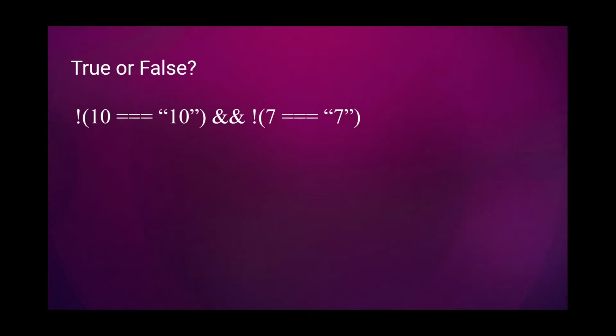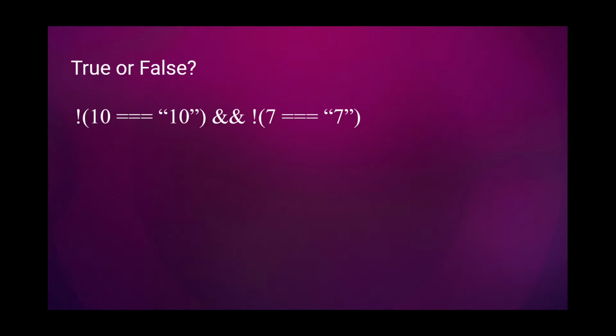Now let's take a look at this. So let's look at the first set. 10 equal to 10. Well, that's false, but if you notice, there's a not symbol in front of it. So not false is true. So the first part is true.